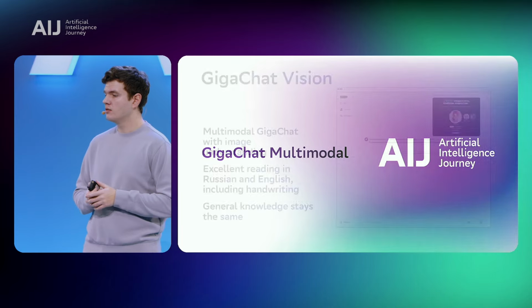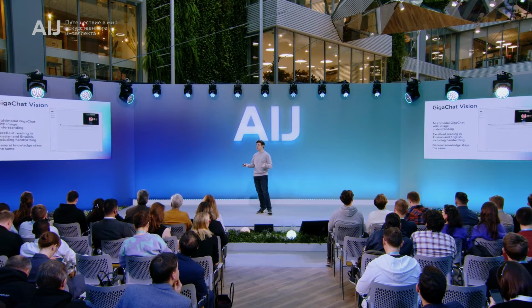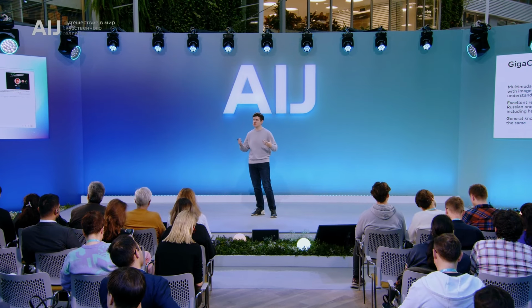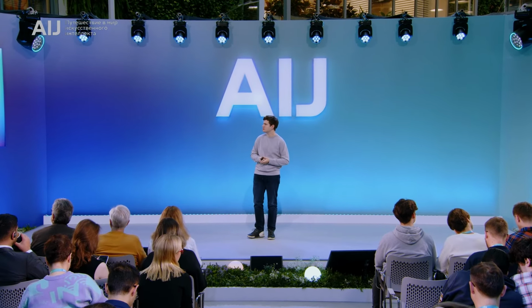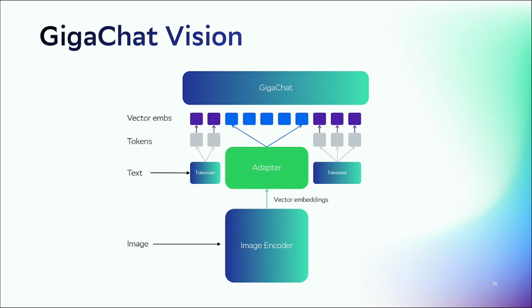So now let's turn to our multimodal capability. This year we have rolled out GigaChat Vision. So GigaChat is now capable of deciphering images and text captions in English, Russian, and other languages. It reads excellently in Russian and English, including handwriting. General knowledge stays the same. And the conceptual schematic is on the screen.